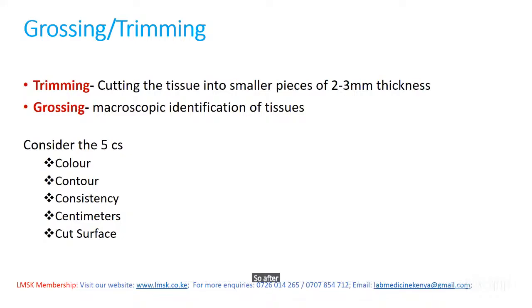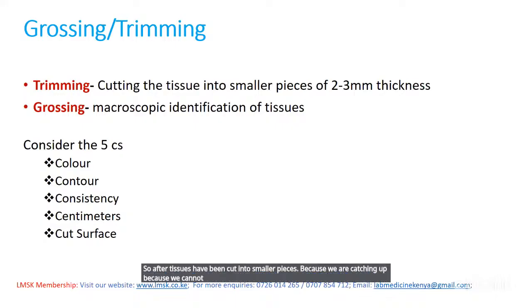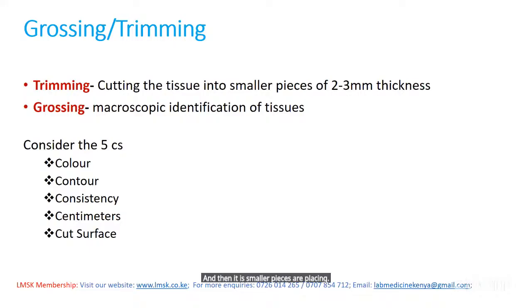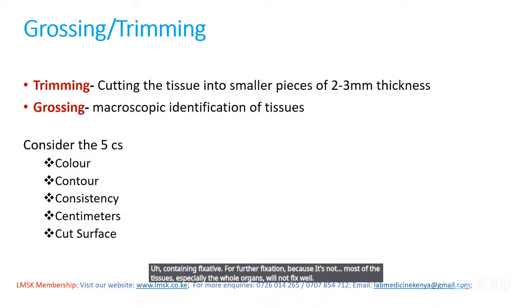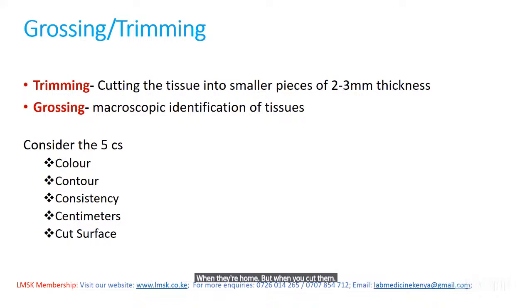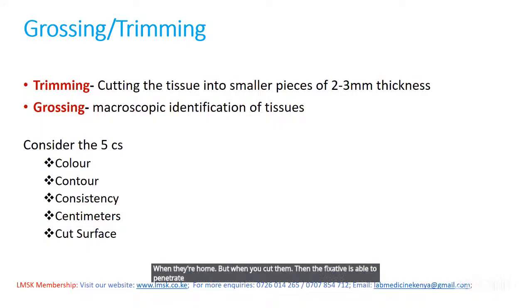So after tissues have been cut into smaller pieces, because we cannot process a whole organ like a uterus. You cannot process the entire uterus. So you cut up into smaller pieces, and then these smaller pieces are placed in tissue cassettes. I'm hoping we can all try to figure out how tissue cassettes look like. Then these cassettes containing tissues are placed in a container containing fixative for further fixation, because most of the tissues, especially the whole organs, will not fix well when they're whole. But when you cut them, then the fixative is able to penetrate evenly into the tissues.